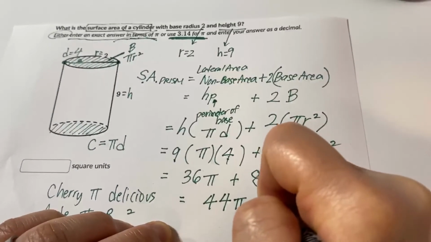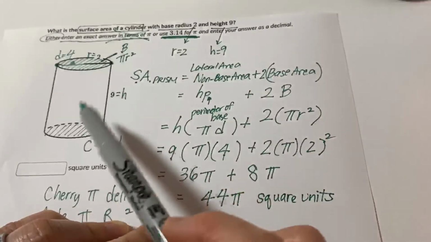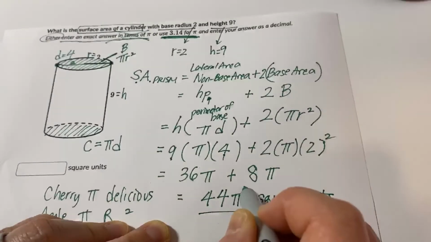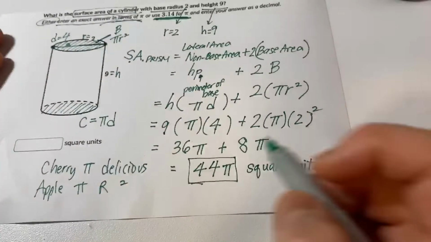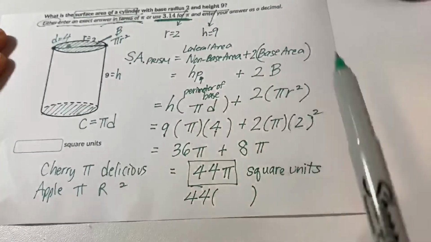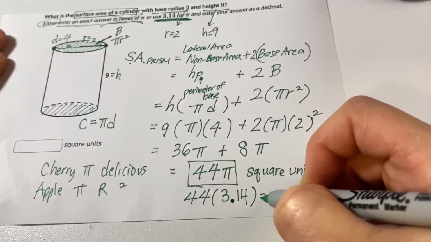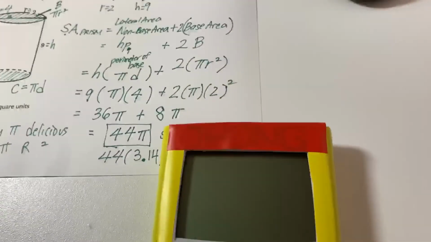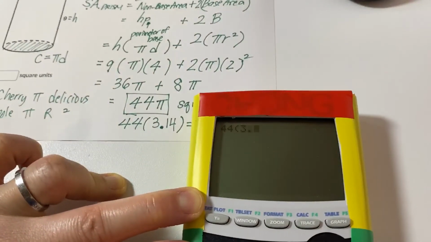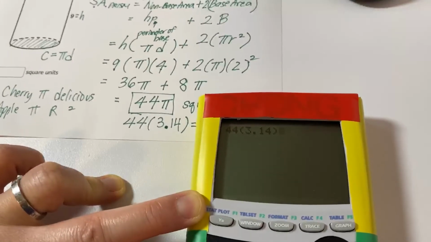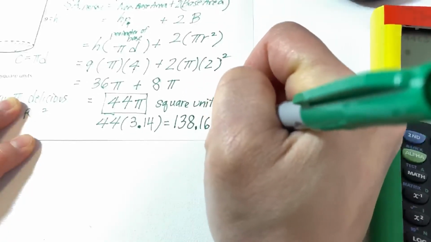Now, area measures how many square units, in this case surface area, measures how many square units cover this whole figure. However, if I don't have pi in my program or computer, what you're going to do is put 44 times, once again, you read the directions, use 3.14 for pi. So 3.14. So now let me type this in. Be careful, do not put pi in the calculator. It's 3.14 for pi. So when I do that, I got 138.16 square units.